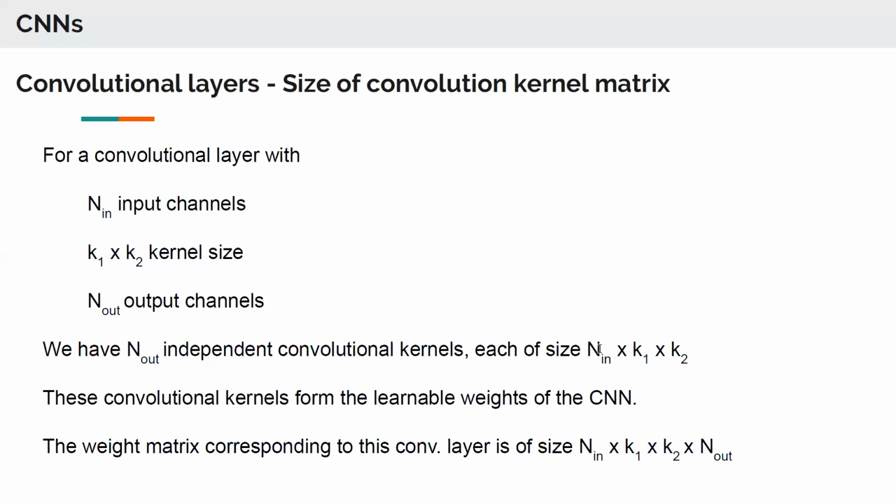Right? And therefore, the weight matrix corresponding to the total convolutional layer is of this size, right? So this corresponds to the number of tunable parameters in the convolutional layer. Okay, apart from the biases, so this is just the number of tunable parameters in the convolution part of the convolutional layer. Let's say it like this.